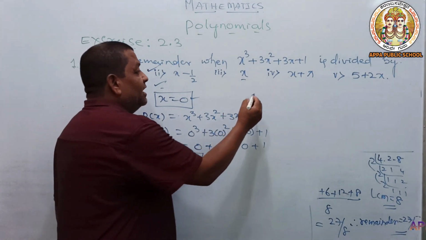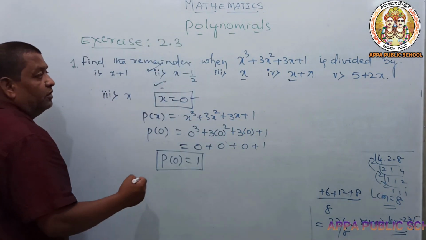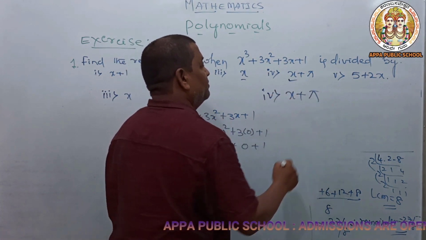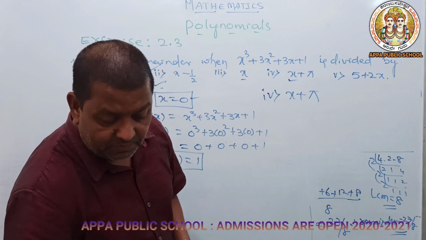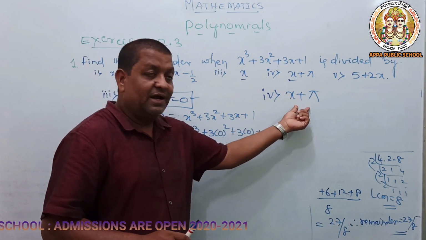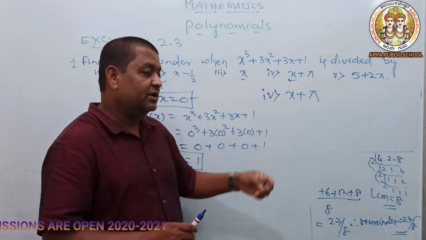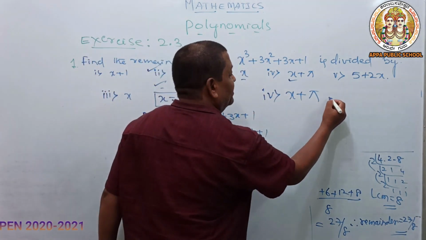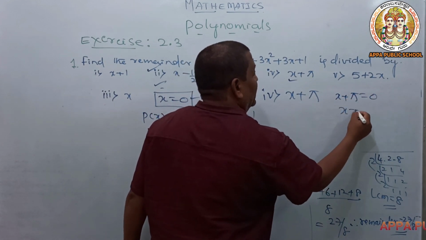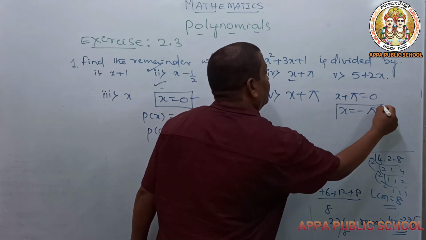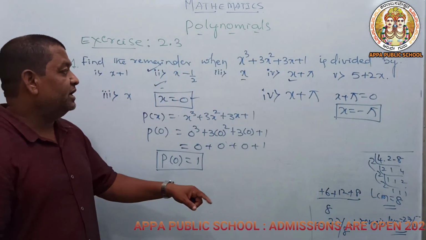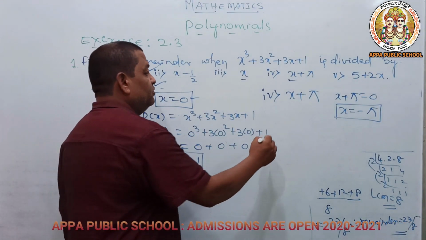Okay, let me tell another sum. Now fourth one. So fourth one is x plus pi. So x plus pi is a linear polynomial. By dividing the given polynomial by this, we need to find the remainder. Once again, what is the procedure? Equal to 0. So x plus pi is equal to 0. Then x is equal to minus pi. So we need to substitute in that polynomial as usual.